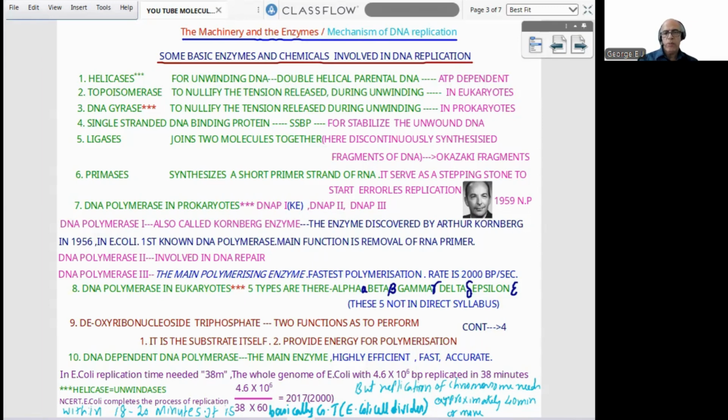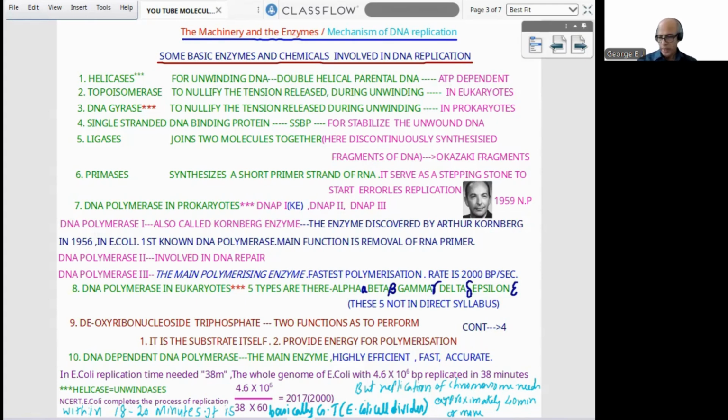In 1956, in E. coli, the first known DNA polymerase. That is why it is DNA polymerase 1, like coenzyme 1, coenzyme 2, etc. Its main function is removal of the RNA primer. DNA polymerase 2 is involved in DNA repair. DNA polymerase 3 is the main polymerizing enzyme, with the fastest polymerization rate, 2000 base pairs per second. That will be studied later.